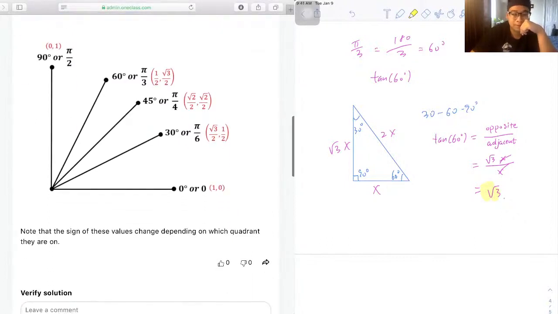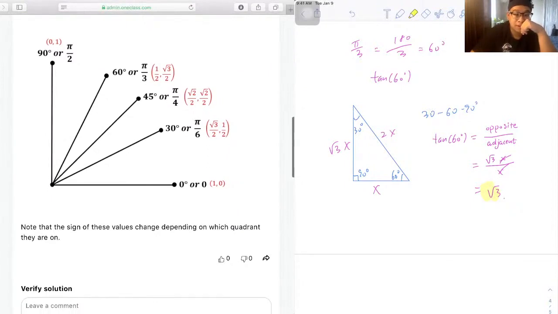And here's a part of the unit circle. So note that the sign of these values changes depending on which quadrant they're in. Yeah. So in the first quadrant, it's going to be all positive. And in the second quadrant, the x coordinate will be negative, while the y value is still going to be positive. And in the third quadrant, it's going to be negative for both x and y values. And in the fourth quadrant, the x value will be positive, while the y value will be negative.